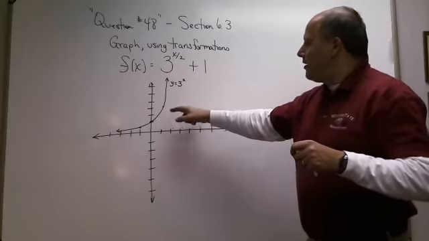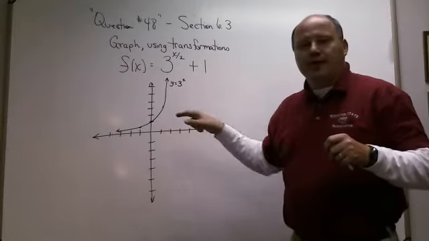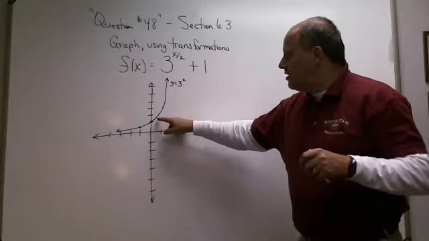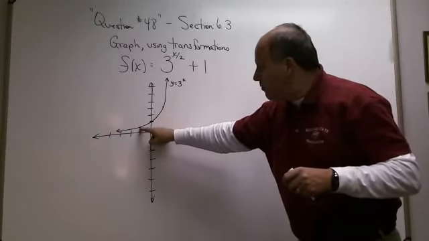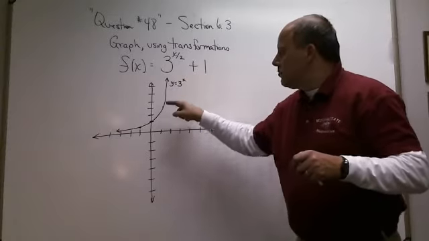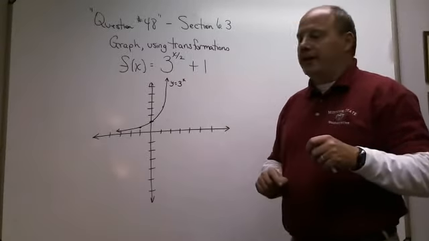Now, I went in and graphed y equals 3 to the x. That's our normal exponential function. 3 to the 0 is 1, 3 to the 1 is 3, 3 to the second is up here at 9, 3 to the negative 1 would be at 1/3. And so you plot those points, and that's kind of what 3 to the x looks like.